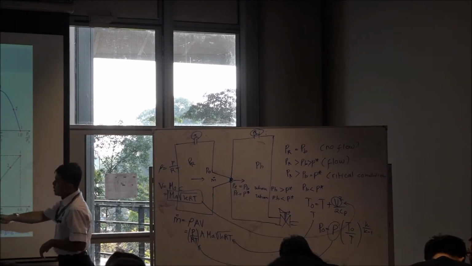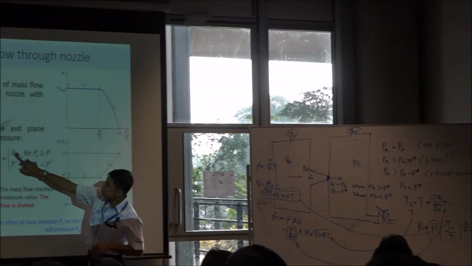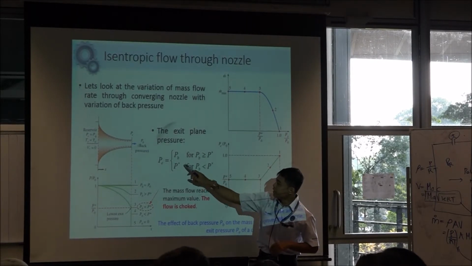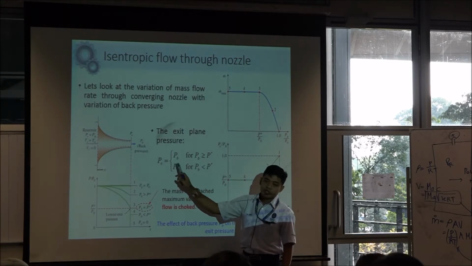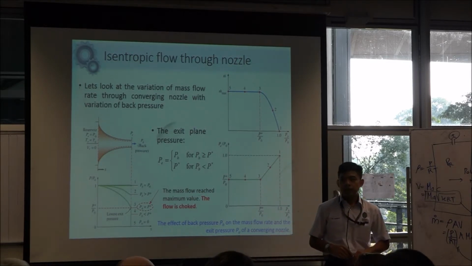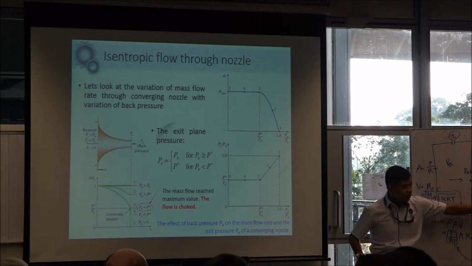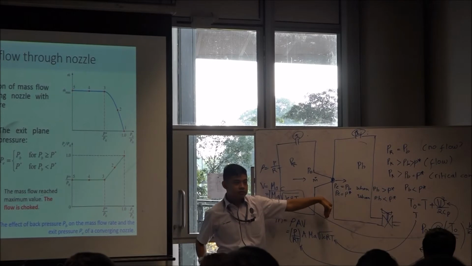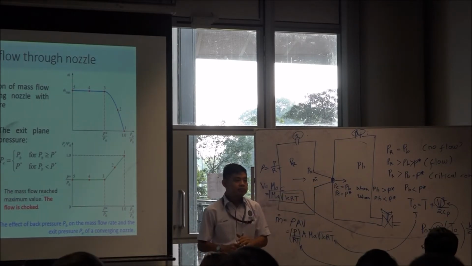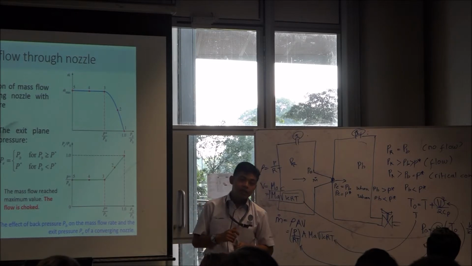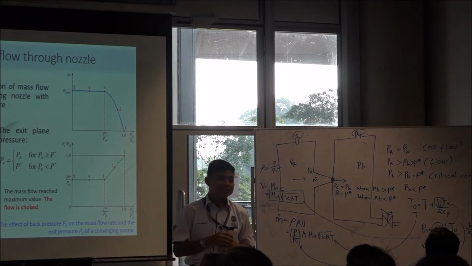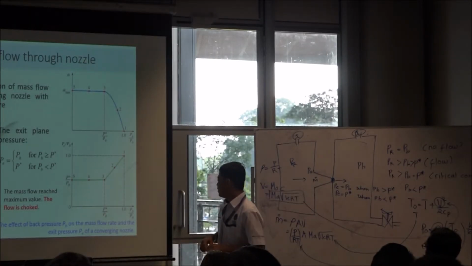So the exit pressure will be equal to the back pressure when it is more than P star or equal. But when it's less than that, the exit pressure will be equal to P star. So it doesn't really matter whether you make it vacuum. Once it reaches the P star, it will never go down. It will stay at the P star. That is the minimum pressure you can achieve using this converging nozzle. Any question? Okay, so easy to understand.